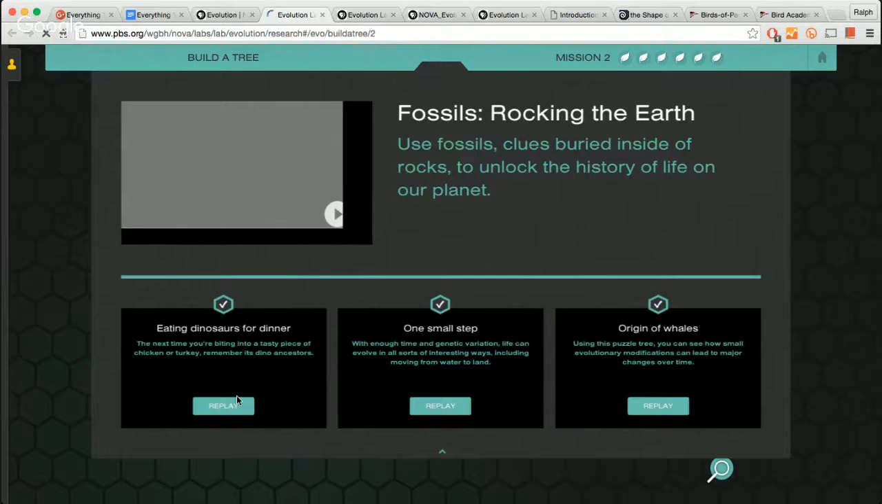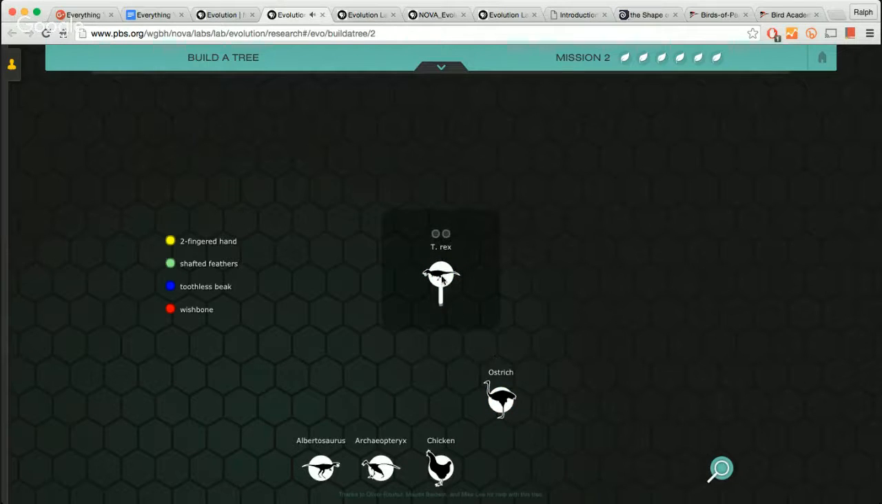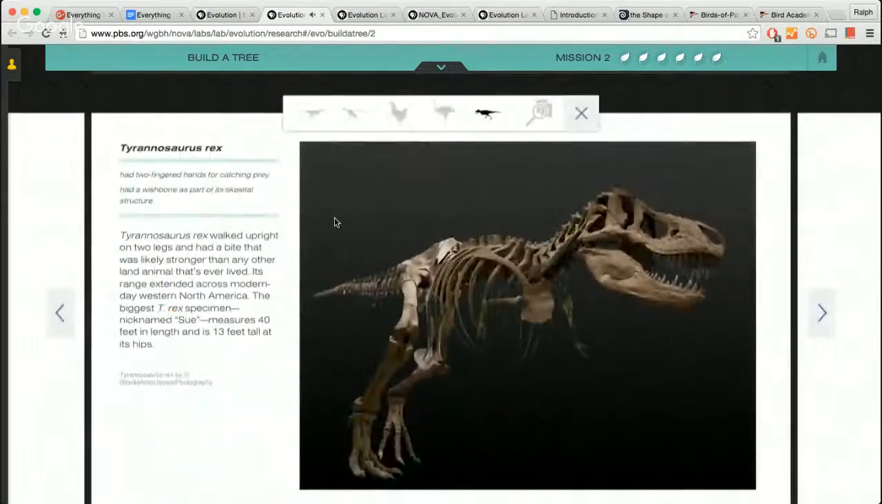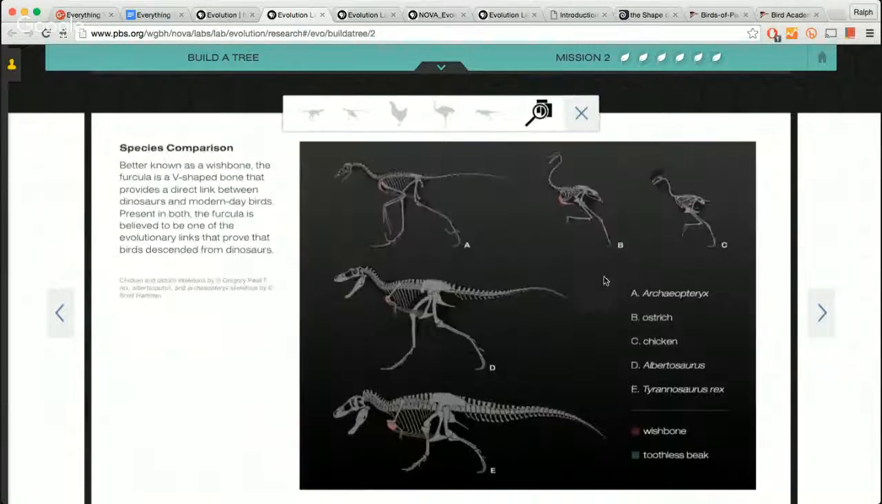I'll jump in on one of the really basic levels, one of the introductory levels in the second mission of the game. In the game, you're given species and traits and then have to arrange a phylogenetic tree that best reflects the relationships between those species using those traits. To do that, you have to investigate each species to learn about them. Here there's a T-Rex, and if I click on it, I can see some traits it possesses. I can also go through the tabs and learn more about each species and the traits, and compare them all to see what they have in common.